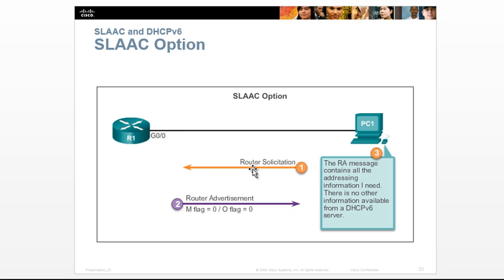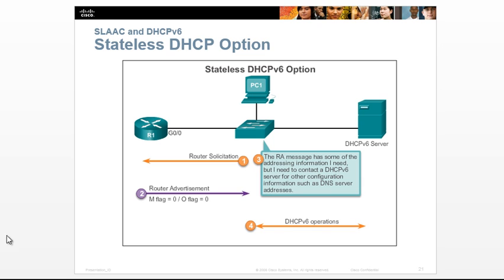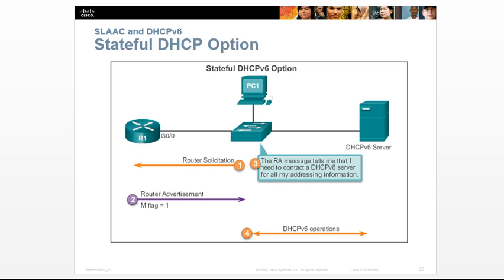And that's done with router solicitations and router advertisements. So here we send a solicitation. We're going to get back an advertisement. The RA has some of the addressing information I need, but I need to contact a DHCP6 server for other information, such as a DNS server. So these can run together, and that's important to know.